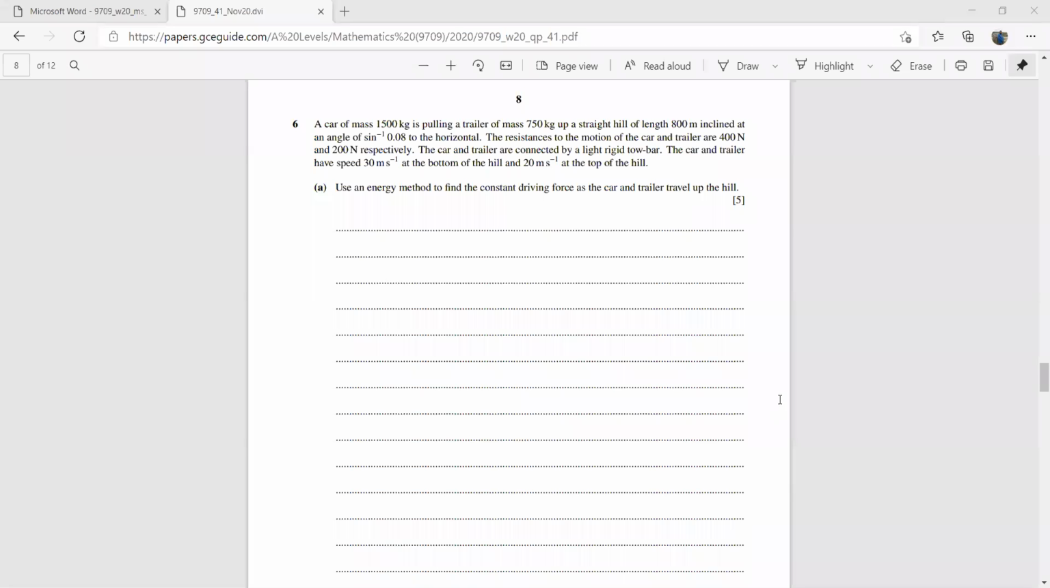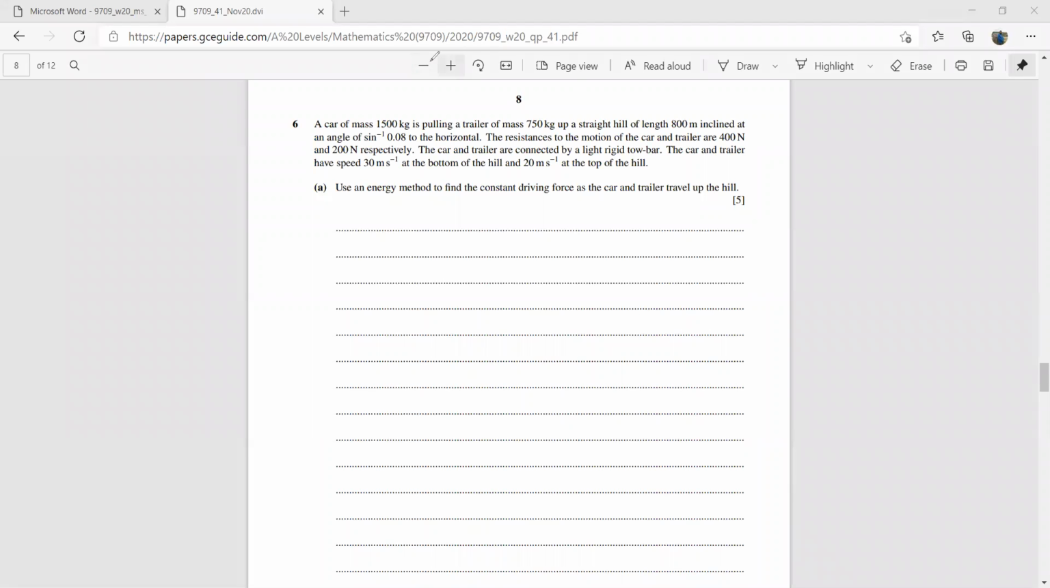Bismillahirrahmanirrahim. Second part of this November 2020 paper 41. We have done this up to question number 5 so far. Let's start the sixth question.